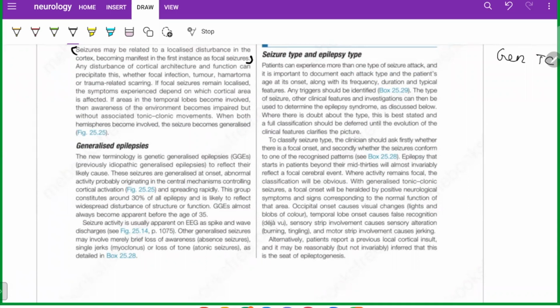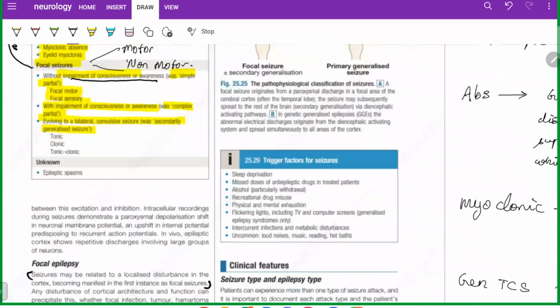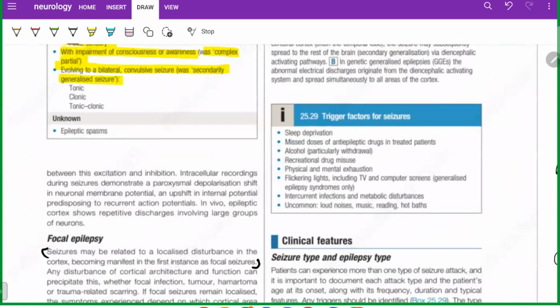If you ask me, idiopathic is very important because it is the most common, about 30%. It becomes apparent before 35 years of age. Now, how are we going to provoke it? There are different provoking factors for the seizures: sleep deprivation, a missed dose of anti-epileptic drugs, alcohol, recreational drug misuse, and any physical or mental exhaustion.